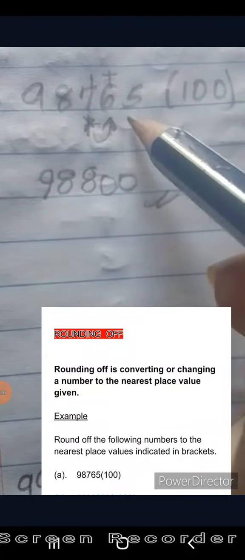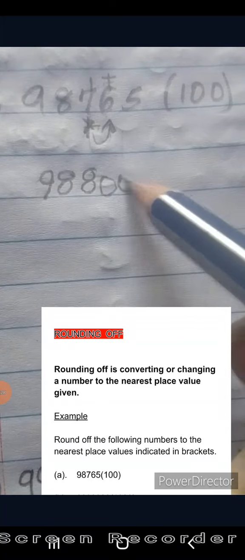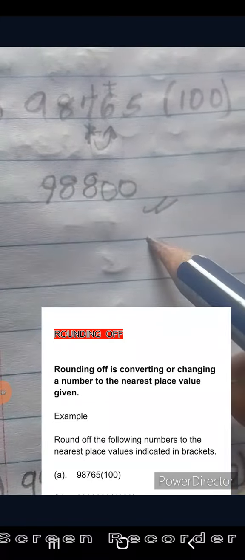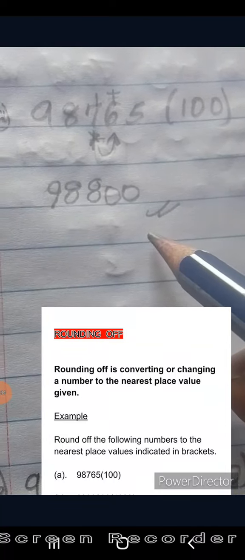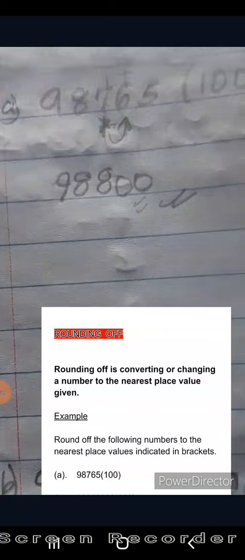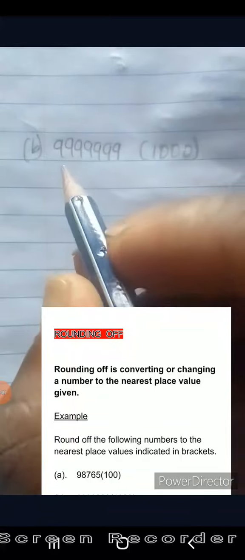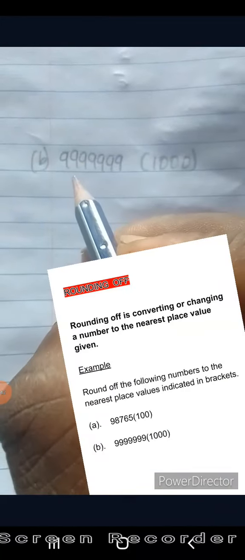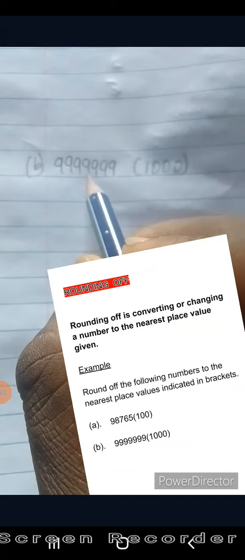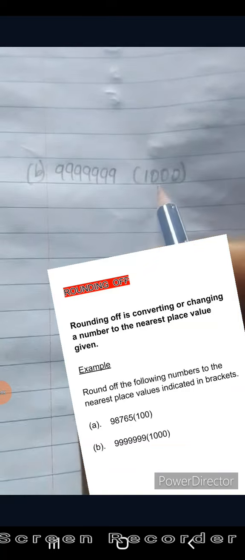Then the numbers to the right become 0. Then the numbers to the left remain the same. And you get your answer as 98,800. And this is your correct answer. The next question, that is part B. You are being told to round off this one to the nearest thousands.